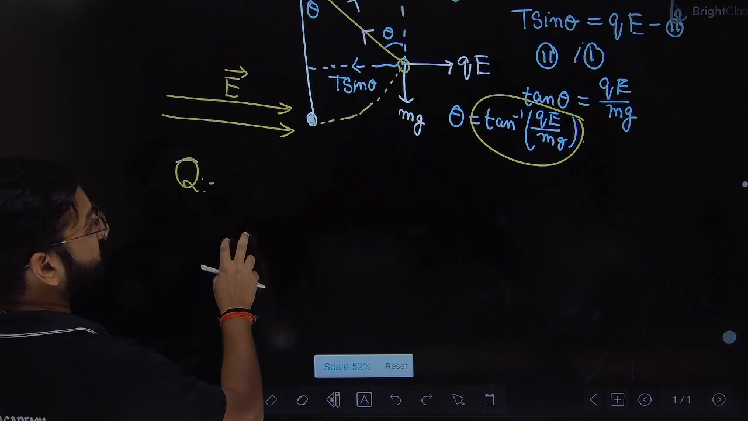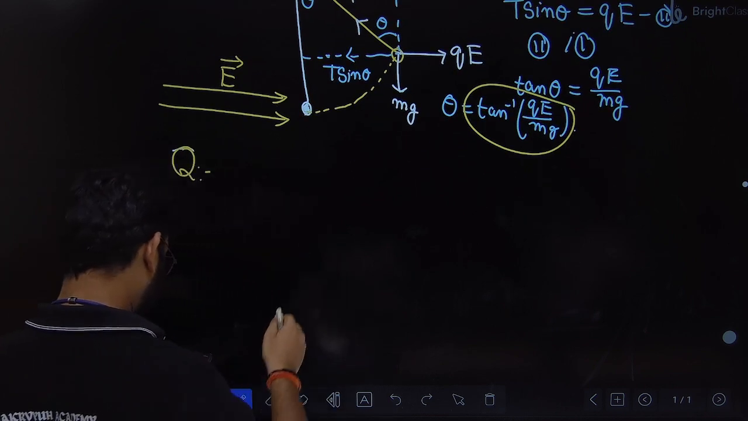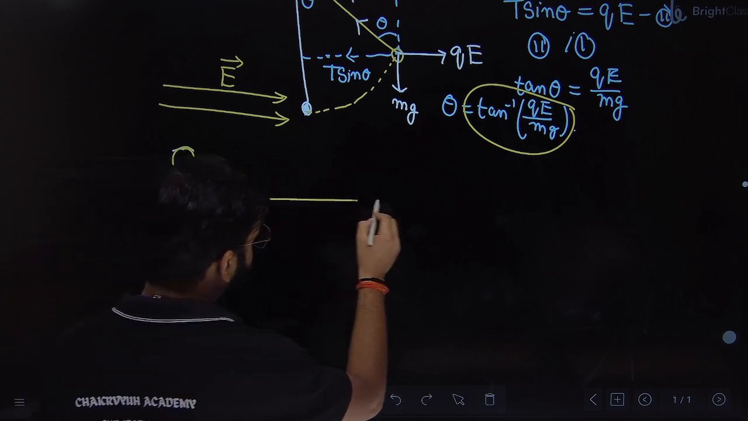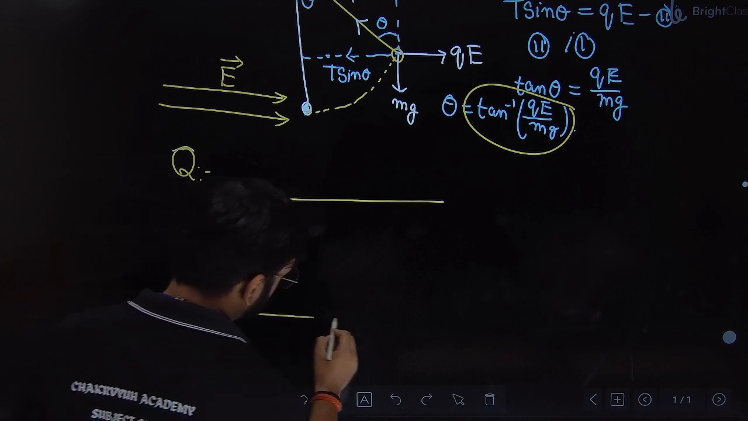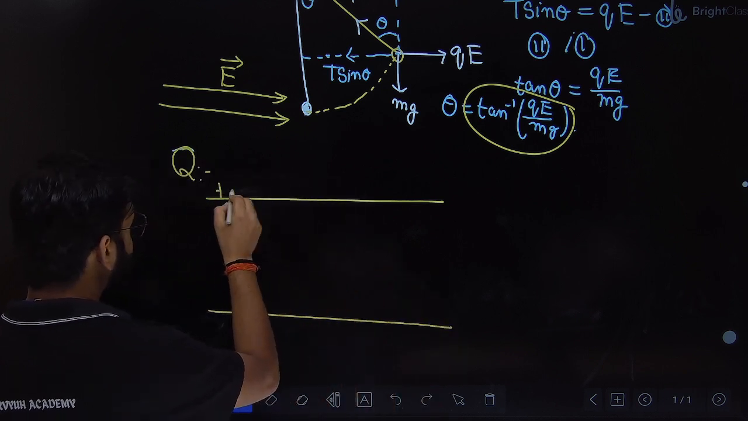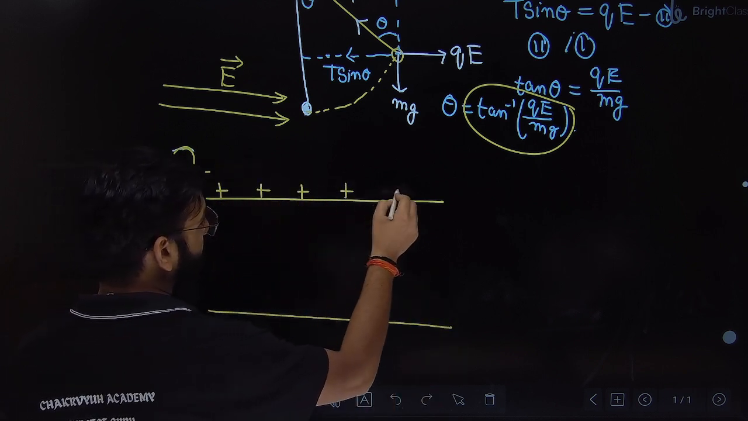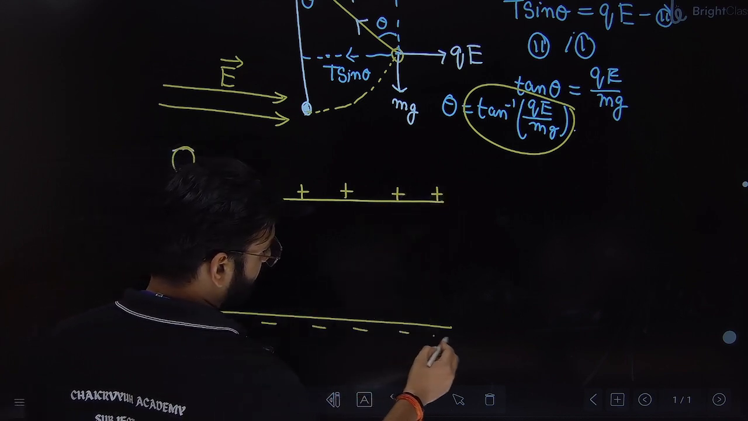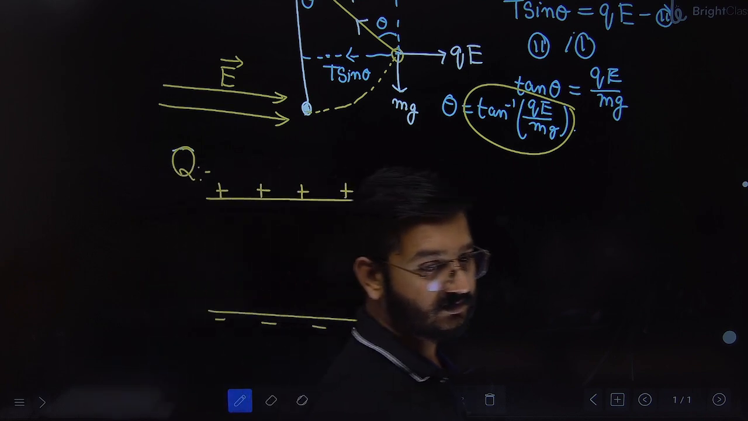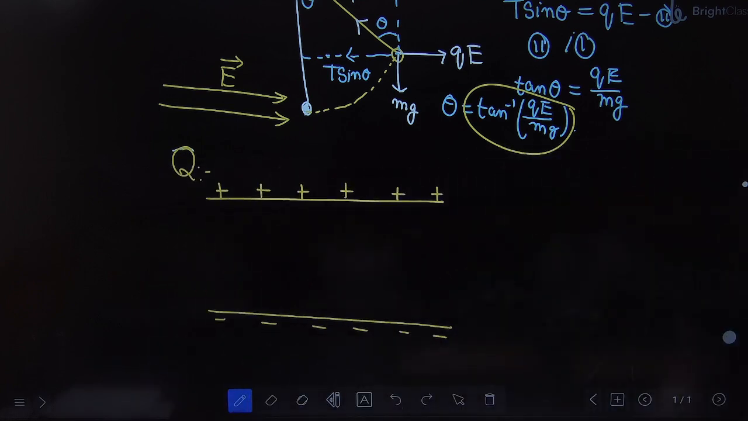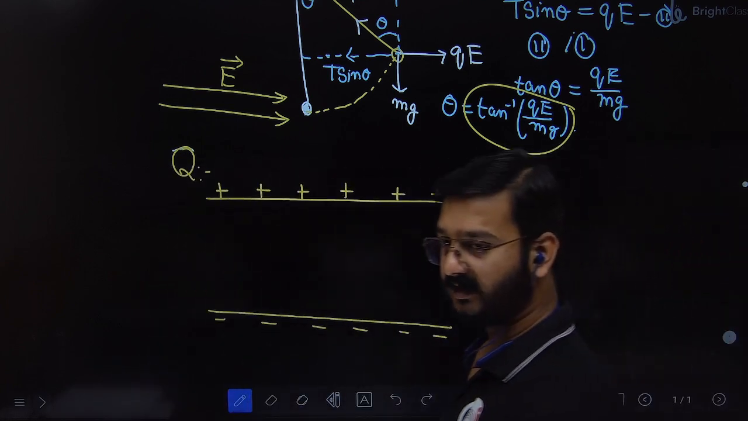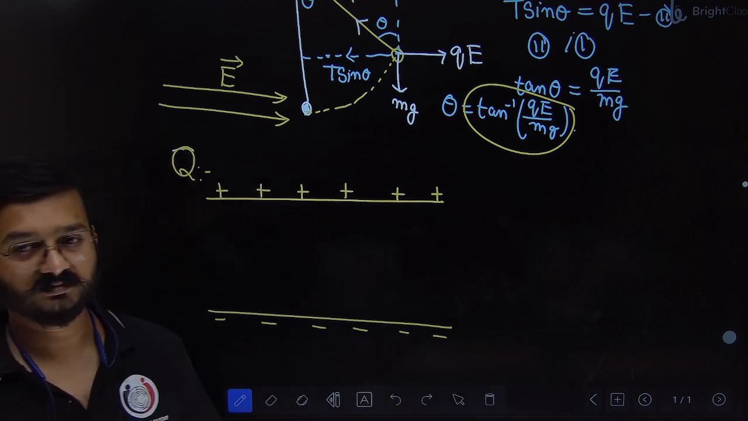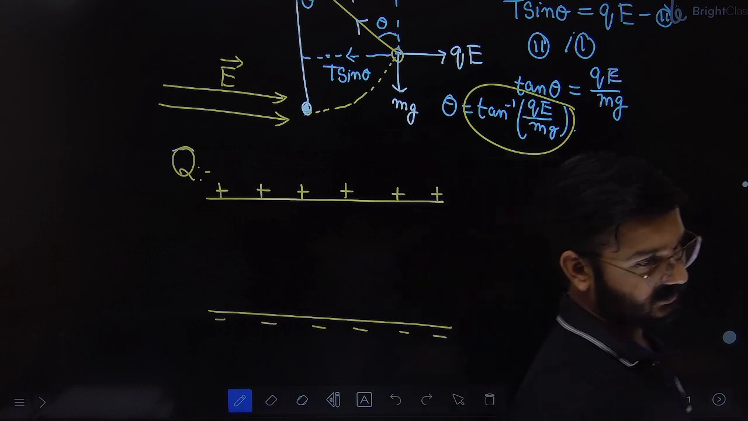Next question. Stop talking. See on the board. So we have two plates. One is positively charged and the other is negatively charged. So what will be the direction of electric field? Down or up?